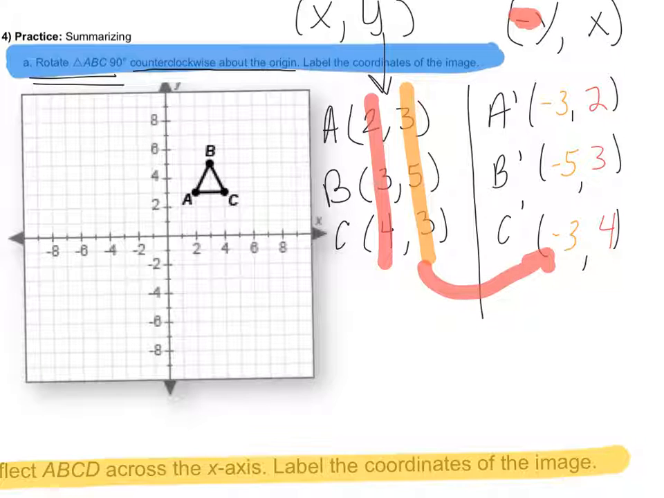Okay, so now I'm going to draw my figure. Okay, so now I have my figure, it's labeled, and I just connect my dots. So that's what a rotation looks like, 90 degrees counterclockwise. Remember, counterclockwise just means if this is the way that the clock hand goes, then counterclockwise means we're rotating this way in orange. All right, let's do some more practice.